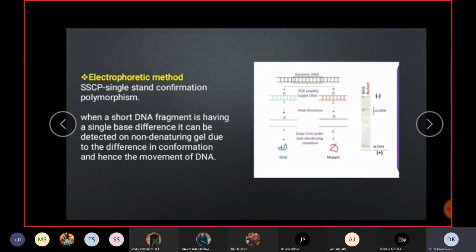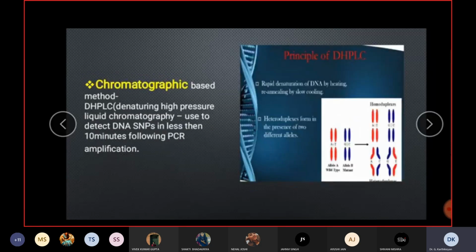Electrophoretic method. SSCP, single strand conformation polymorphism. When a short DNA fragment has a single base difference, it can be detected on a non-denaturing gel due to the difference in conformation and hence the movement of DNA. But the technique is less reliable for larger fragments, and also it cannot differentiate between SNPs and other mutations. Chromatographic based method, DHPLC. It is used to detect DNA SNPs in less than 10 minutes following PCR amplification.